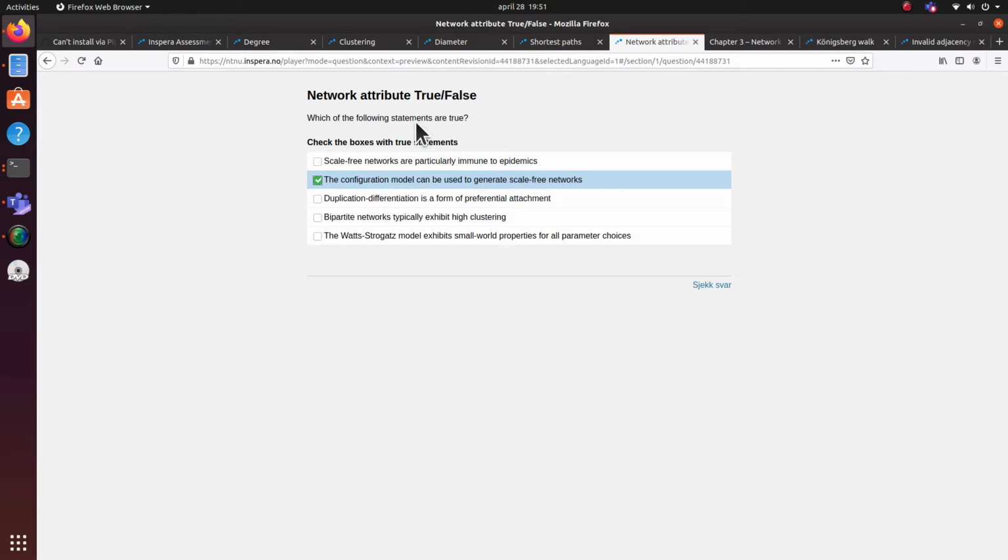Second statement. Duplication differentiation is a form of preferential attachment. So duplication differentiation is a model where we start with a given network, and at each time step we might duplicate some nodes, and then we might do a bit of rewiring, either around the node that was just duplicated, or the node that was just produced, or anywhere else really. We have a little bit of freedom in how we define our rules here.